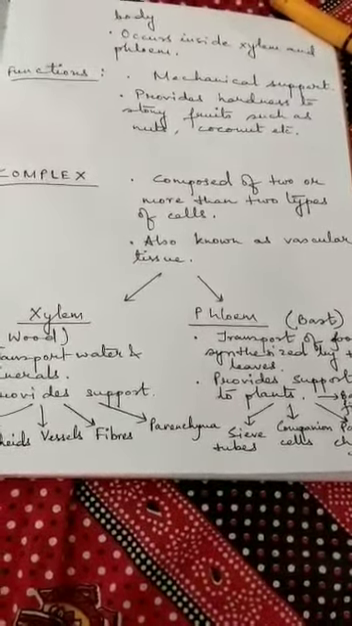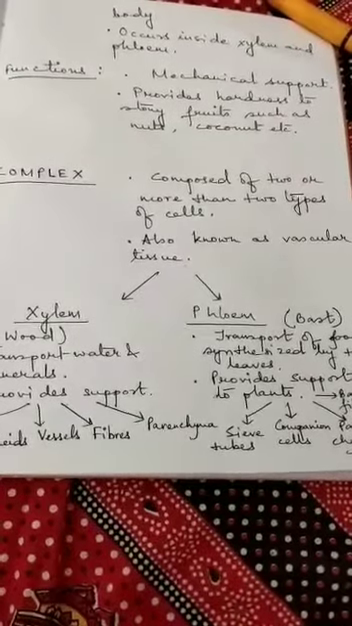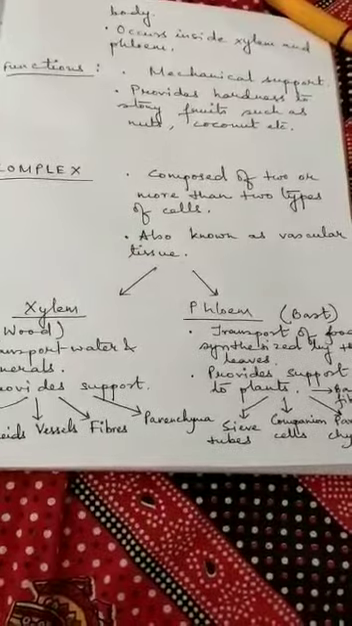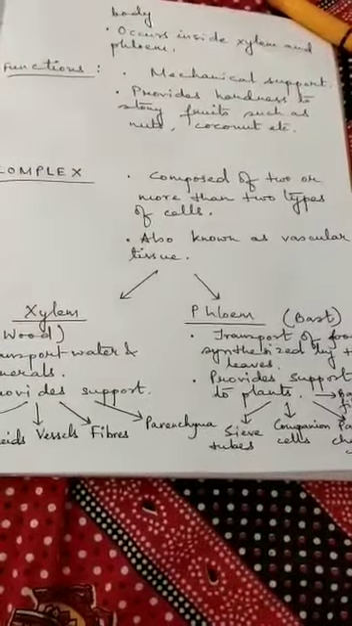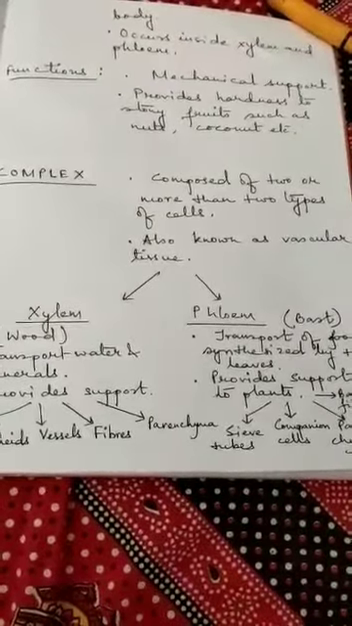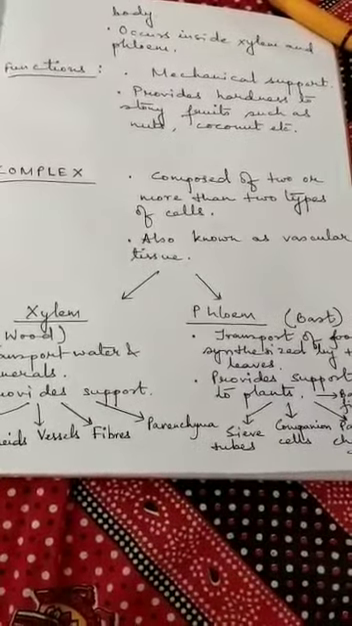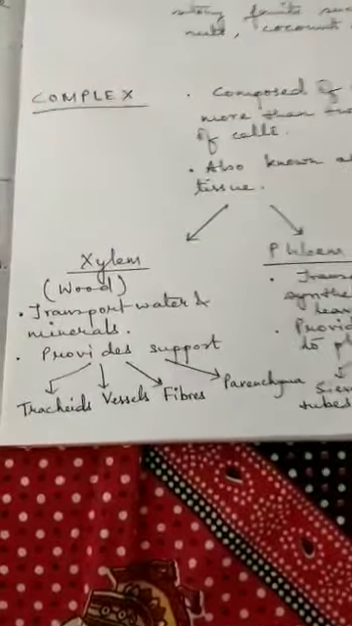Why? Because they are meant for transportation or conduction of various materials. That can be water, that can be minerals, that can be synthesized food. Now, complex tissues are of two types, xylem and phloem. Now, we'll come to the xylem first.